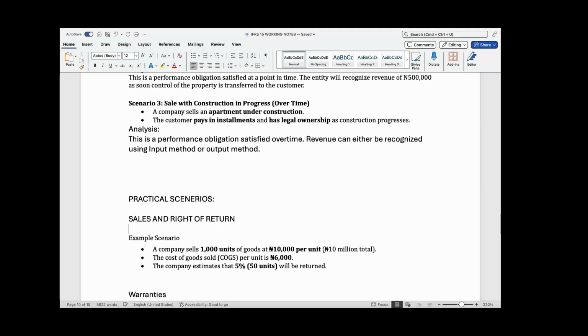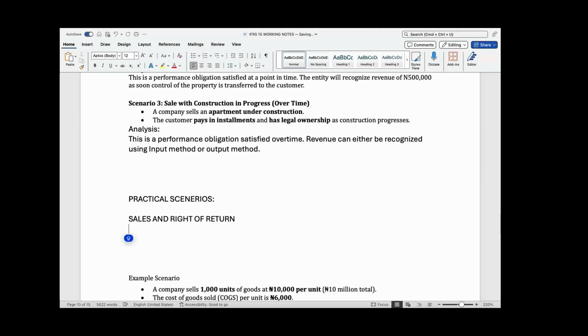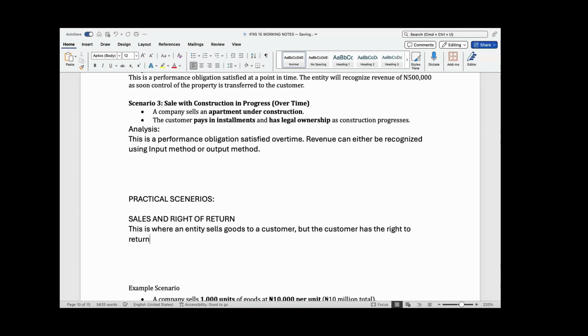Before I move to some practical transactions and see how we recognize revenue on each of them, the first one is sales and right of return. You see, from the name, this is where an entity sells goods to a customer, but the customer has the right to return the goods within a defined period of time.